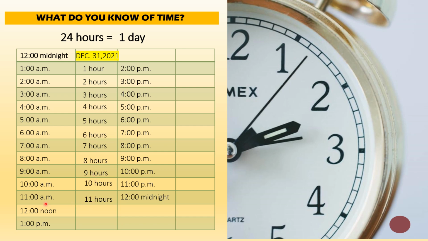So, when 12 noon strikes, how many hours do we have? We have 12 hours past midnight. So, at 1 p.m., it means 13 hours past midnight. By 4 p.m., how many hours had passed? Very good, 16 hours have passed already. By 10 p.m., it is 22 hours and we barely have 2 hours left before another day of the following year begins. And that is January 1, 2022.